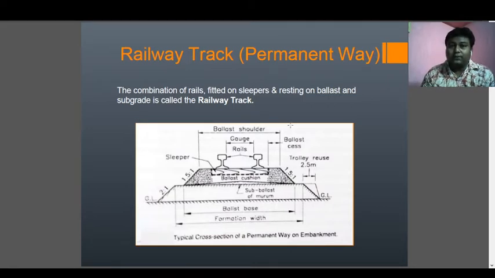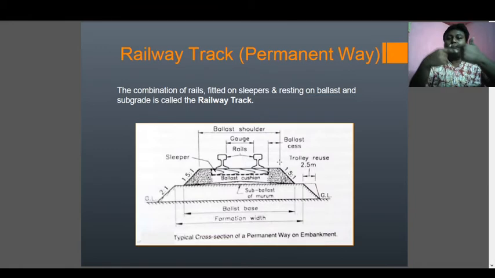Next one is the ballast. Ballast is nothing but the big stones laid or provided to hold the sleeper. Suppose these two are the sleepers, so in between two sleepers we provide some ballast. These are the stone chips which are responsible for holding the sleeper in position.